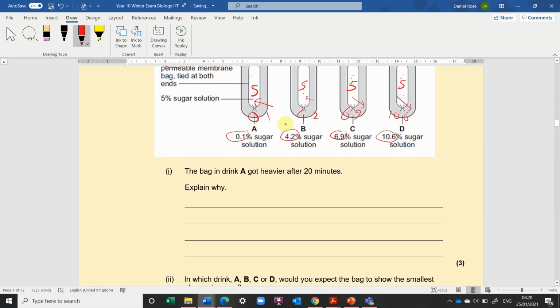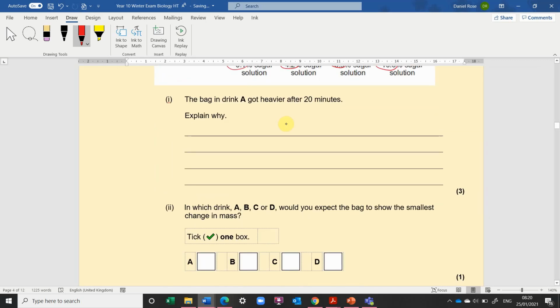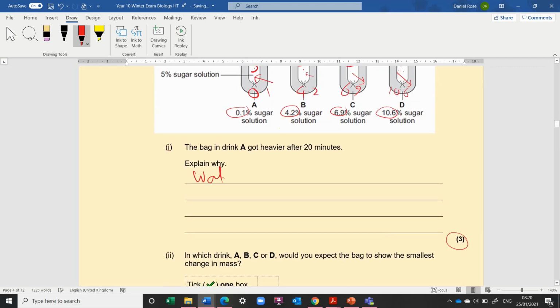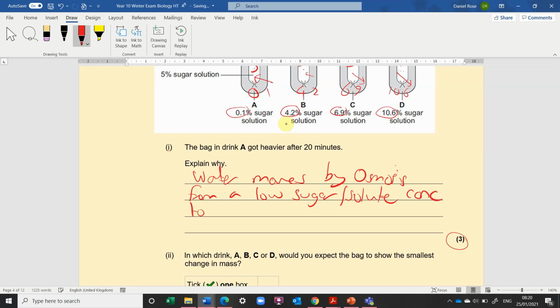The bag in drink A got heavier after 20 minutes. I'll explain why. So this is worth 3 marks, and this is about osmosis. So we need to say that water moves by osmosis. It's 1 mark. From, and I like the phrase sugar concentration, a low sugar, but solute is an even better word to use. So I'll put solute there, but I wouldn't expect you to put both. Concentration to a higher one. Now I'm going to make it clear it's higher. That's 2 marks, 2 statements.